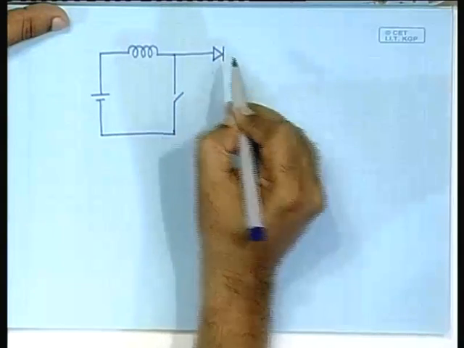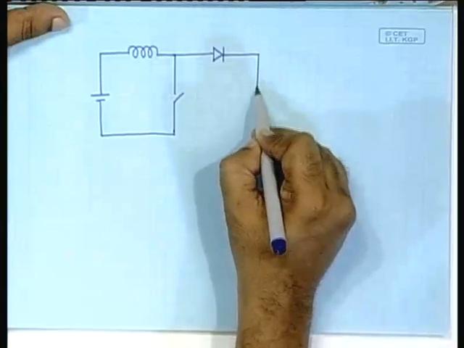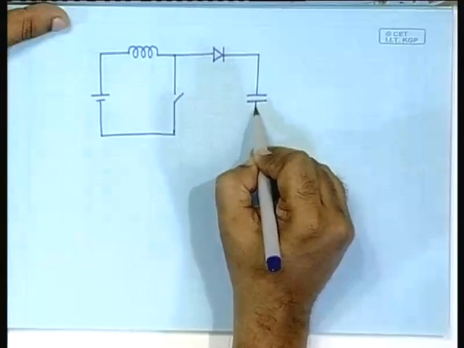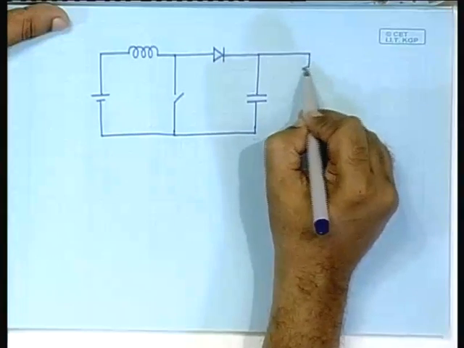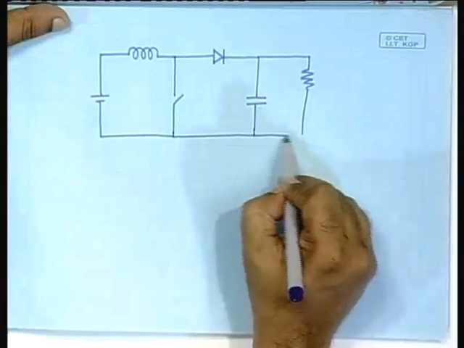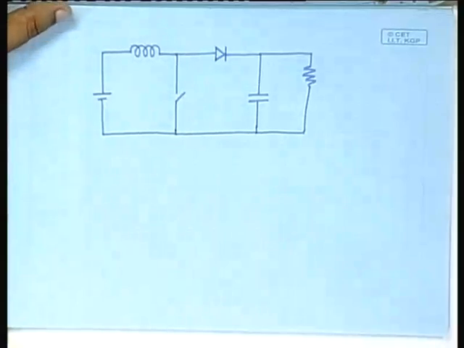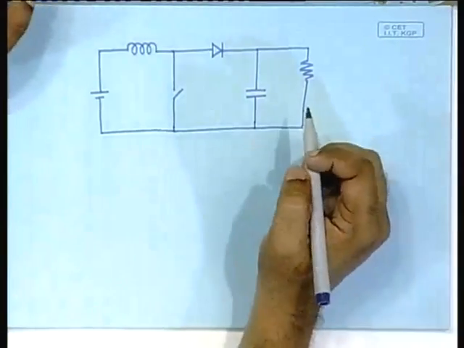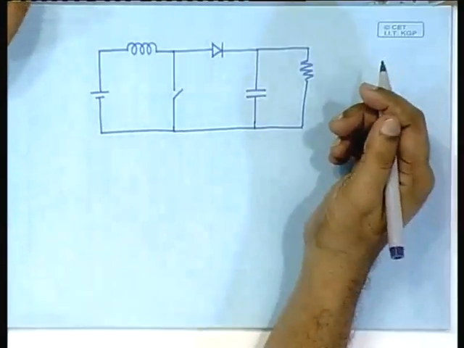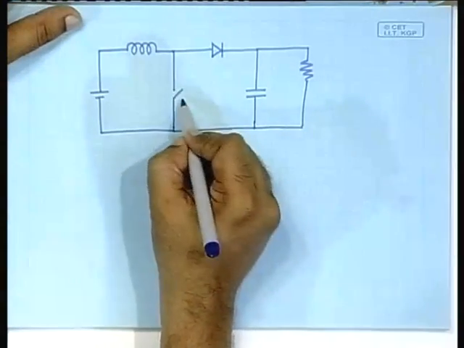Here is a diode, here is a capacitor, and here is the load resistance. This is the load. Now, in this explanation you should recall what happens when the switch is on and off.